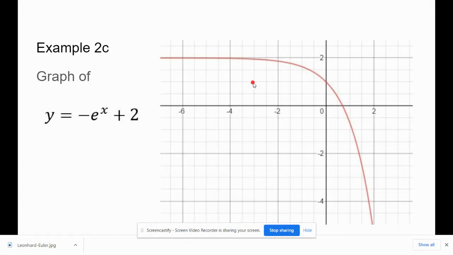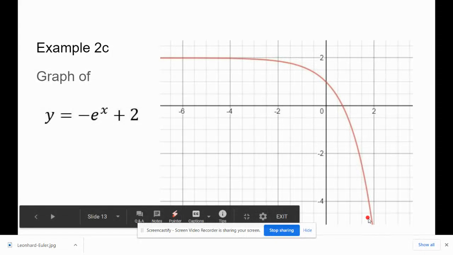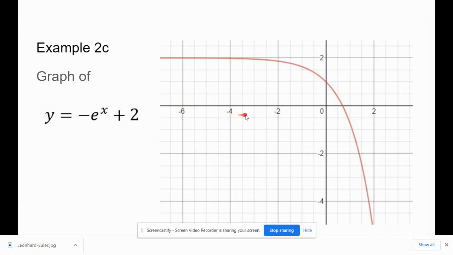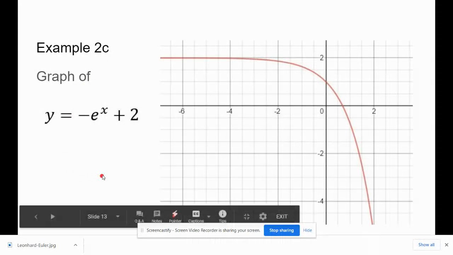Let's see if I was right. Yep. Okay, so it's reflected down. Instead of going up to the right, it's now going down to the right. And notice my horizontal asymptote of y equals 0, the x-axis, has been shifted up to y equals 2. How did the domain and the range change?